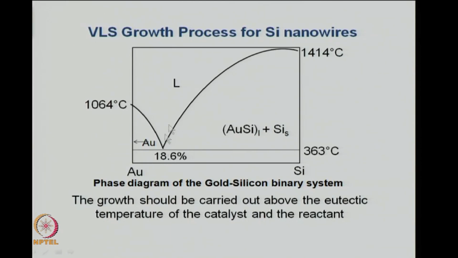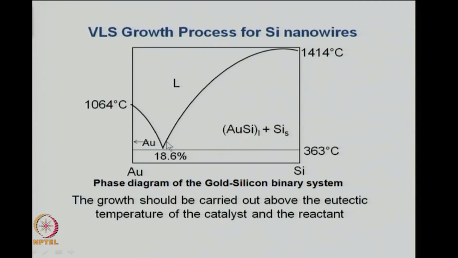This shows you a diagram which tells you that if you heat at this composition above 363, you will get a liquid. If you are somewhere here, that is, you are rich in silicon, there is more silicon than 18.6%, and you are at say 500 degree centigrade, then you will have a mixture of solid silicon and an alloy of gold silicon, which corresponds to this composition, which will be in the liquid form. So, you will have this liquid plus silicon. So, that is what is used.